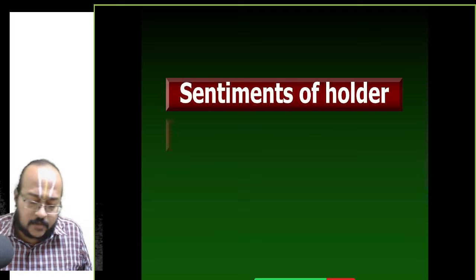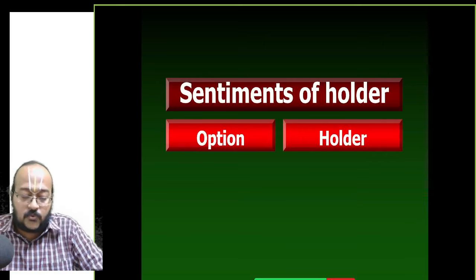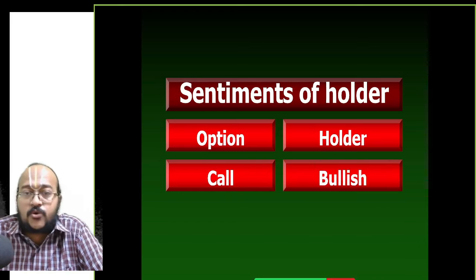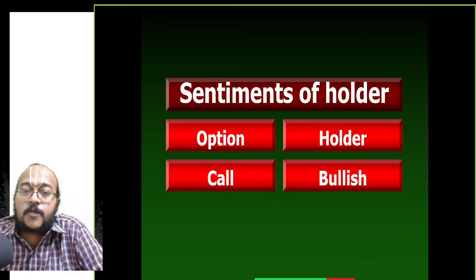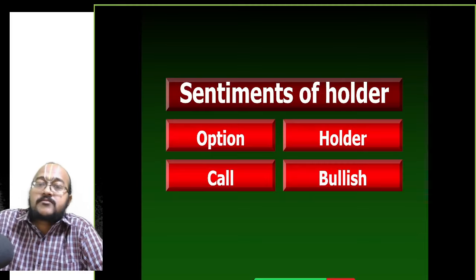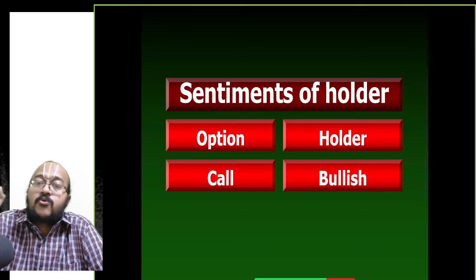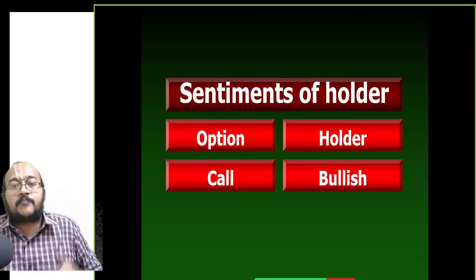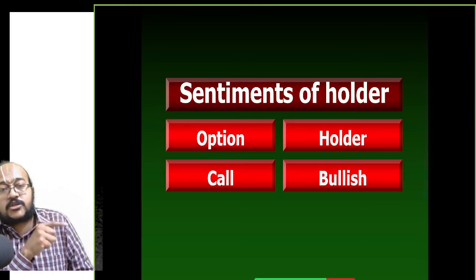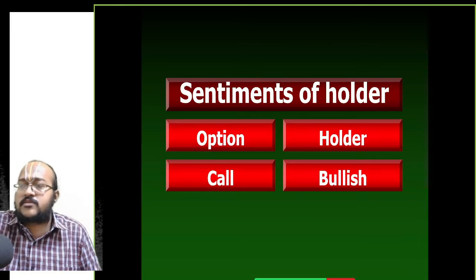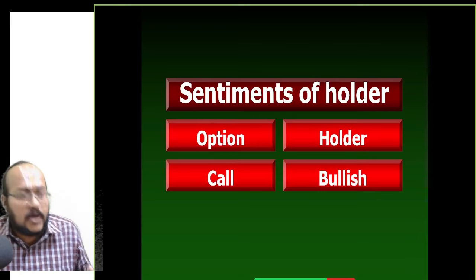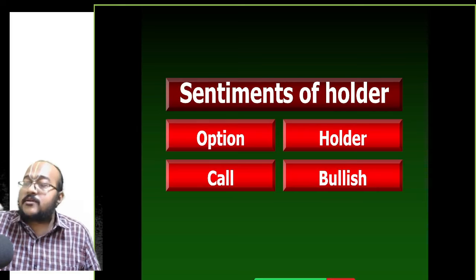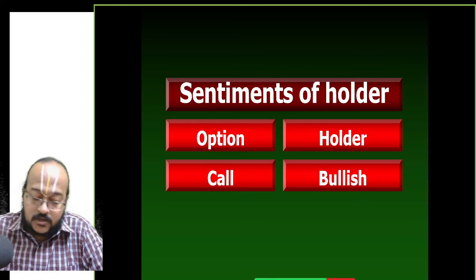Okay, so sentiments of the holder. What are the sentiments of the holder? Call option holder, what will the sentiment be? Bullish. I told you. When will the person enter into a call option? When he feels the price will increase. Bullish about the prices. Understood? Bullish, bearish, I explained. If a person believes that the share price will increase in future, he is bullish about the share. If you see the Economic Times, or CNBC channel, frequently some person will be telling, okay, we are bullish about the stock, we are bullish about the economy, which means we think it might go up, it will be favorable. That is called bullish.